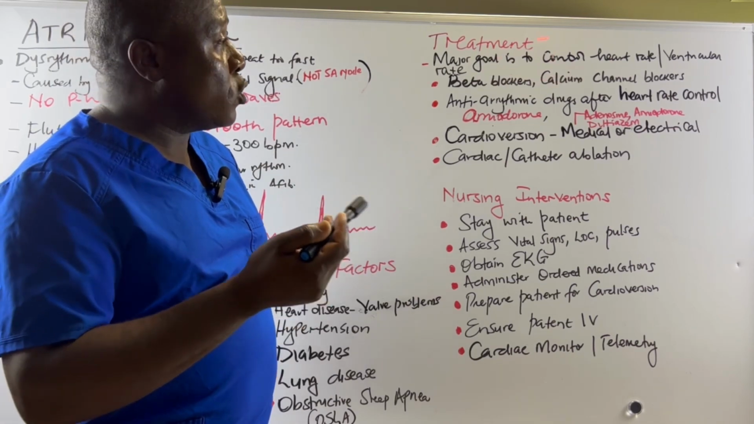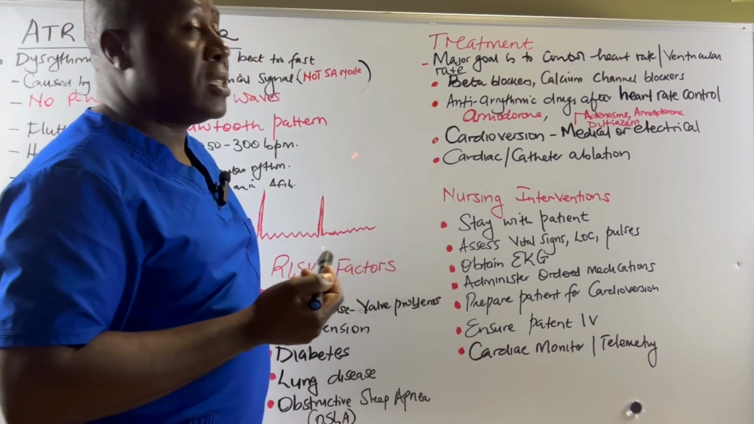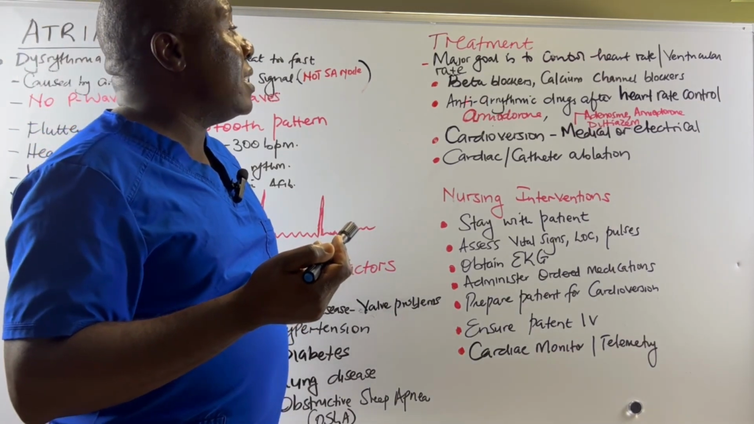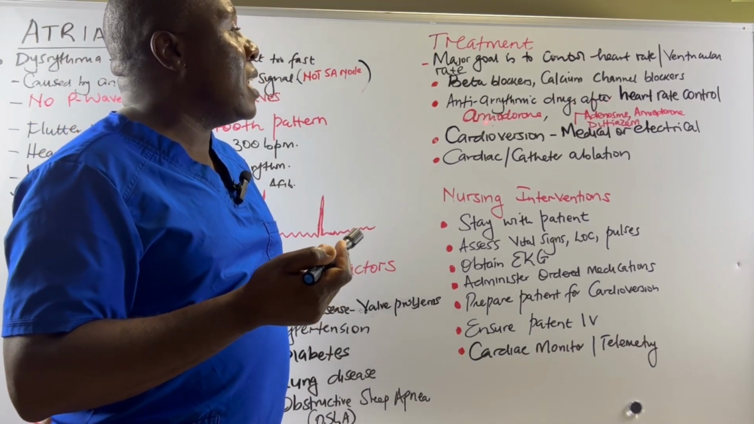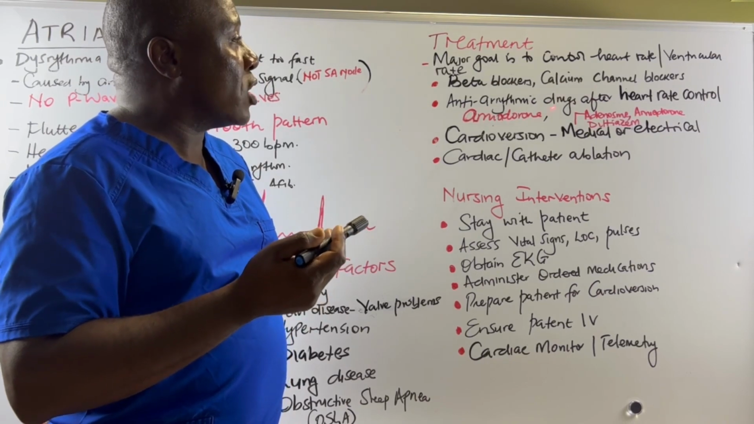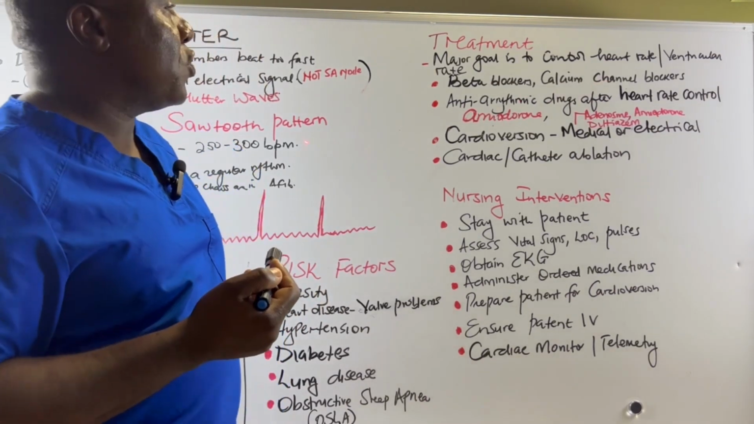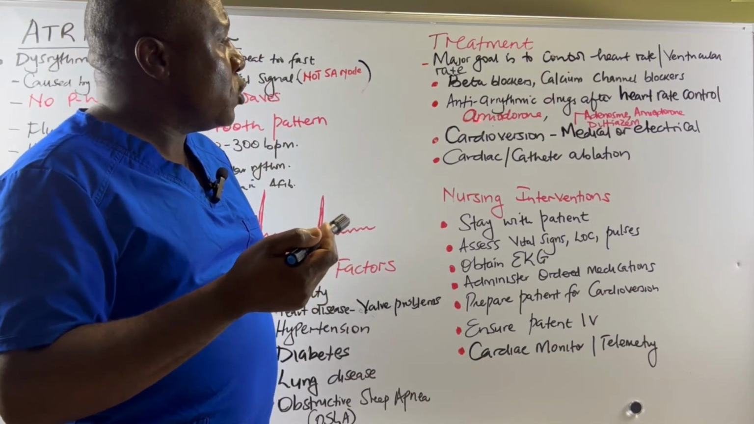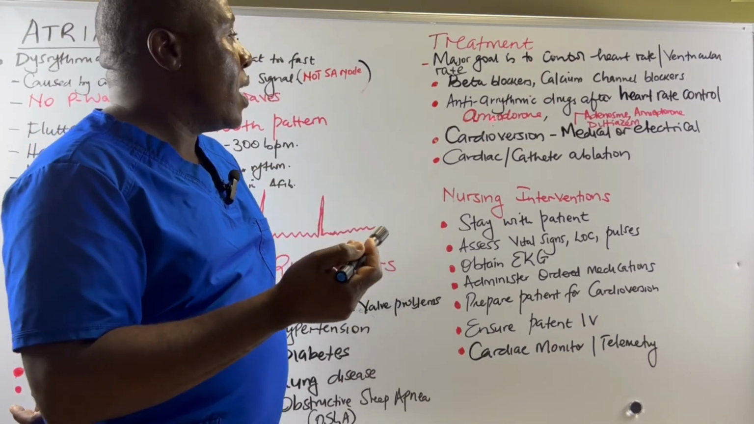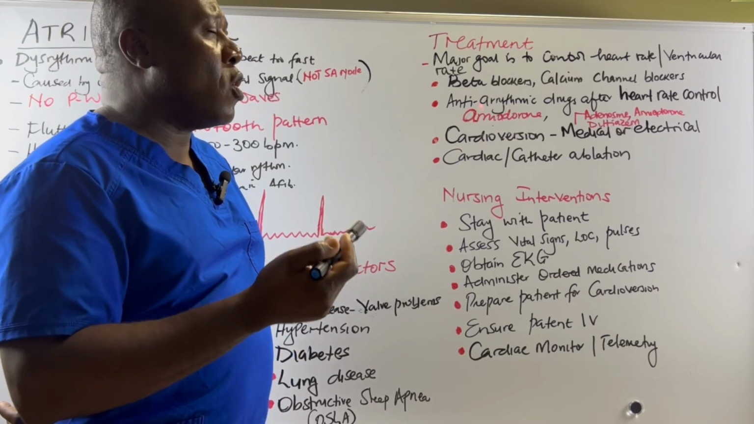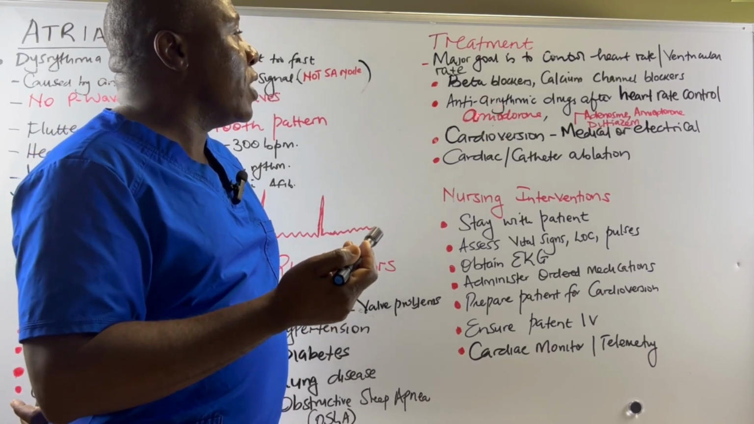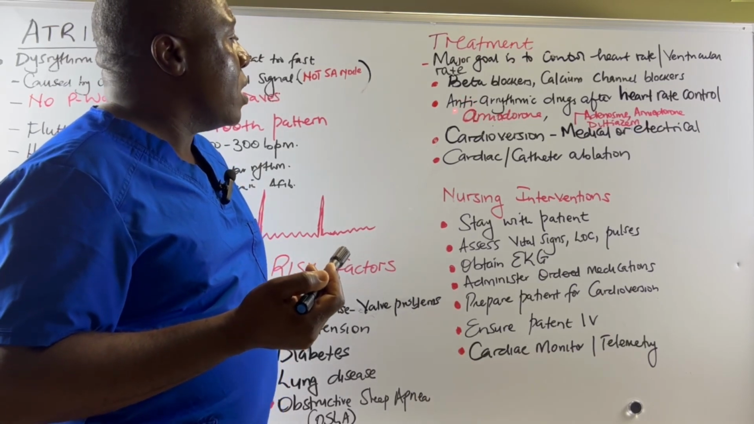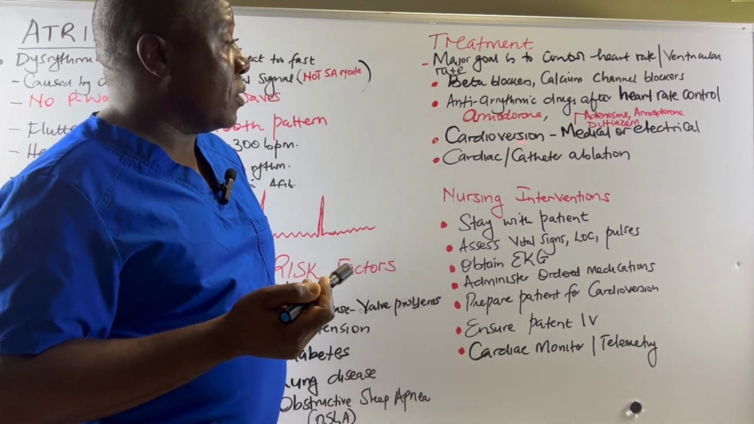So we can control the heart rate by use of beta blockers or calcium channel blockers. Then we also have anti-arrhythmic drugs, and especially amiodarone. We can use this drug to achieve heart rate control. After we have controlled the heart rate, we can use amiodarone to try and convert, or to try and get rid of this particular rhythm. We also have cardioversion.